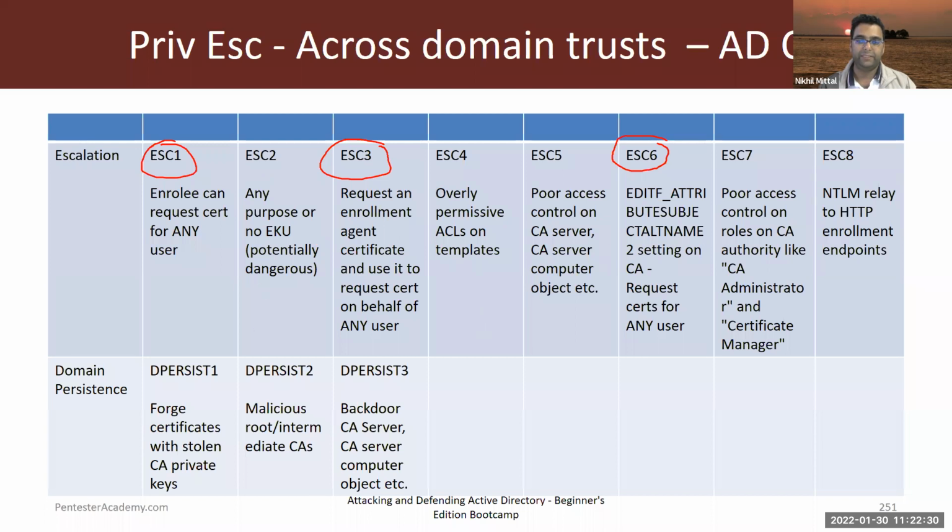ESC4 is a simple ACL related issue where the ACLs on the templates themselves are overly permissive. ESC5, once again, ACL related stuff, where you have privileged access on the CA server or the CA server computer object.